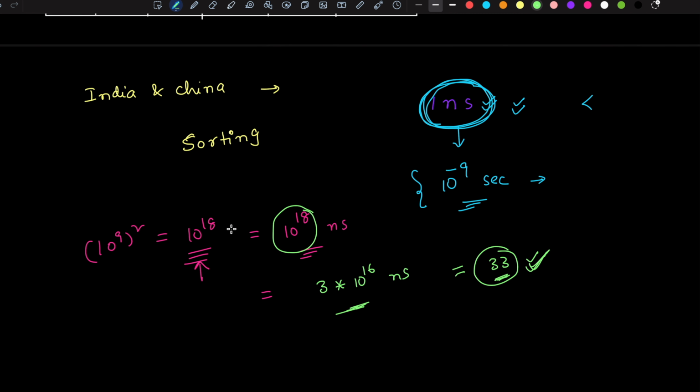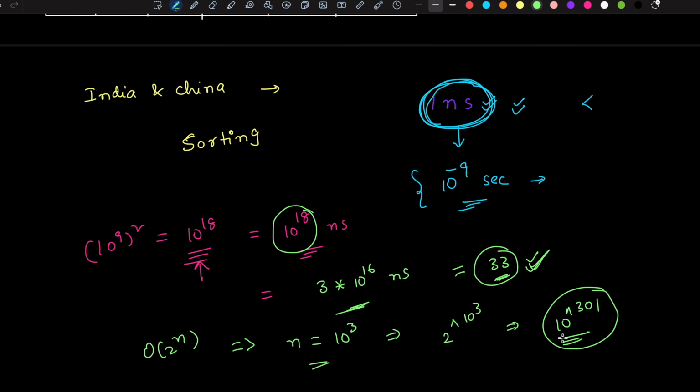Now imagine I have another algorithm with the time complexity of order of 2 power n. Even for the value of n equal to 10 power 3, how many operations are required? 2 power 10 power 3, which is approximately equal to 10 power 301 operations.